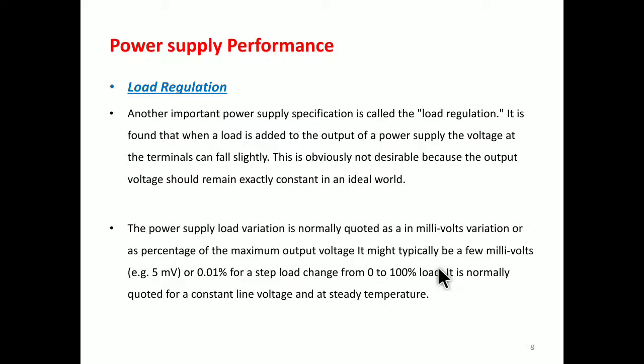Coming to the load regulation. Another important parameter is load regulation. Again, what does load regulation mean? When a load is added to the output of a power supply, the voltage at the terminals can fall slightly. This is obviously not desirable, because the output voltage should remain exactly constant in an ideal world. The power supply specifications for load regulation may be in terms of a few millivolts or 0.01 percent. You have to refer to these values in the data sheet.